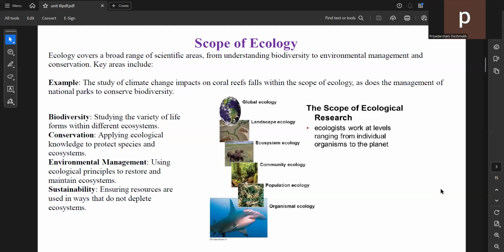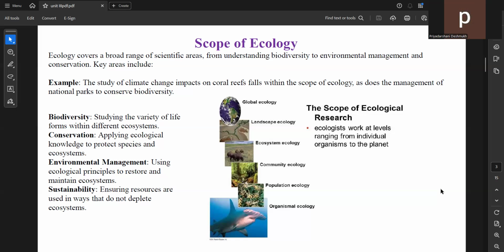The scope of ecology covers a broad range of scientific areas, from understanding biodiversity to environmental management and conservation. Here we are going to study biodiversity and conservation. Now, what is biodiversity? Biodiversity is the study of the variety of life forms within the different ecosystems, whereas conservation is applying ecological knowledge to protect the species and the ecosystems.